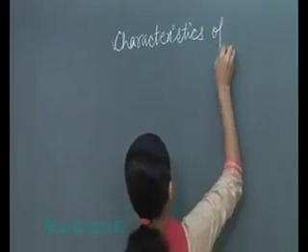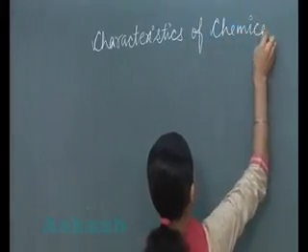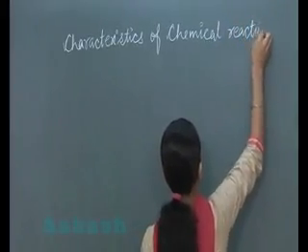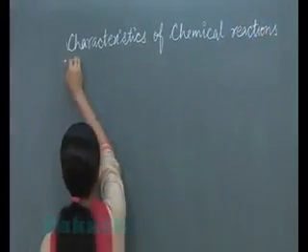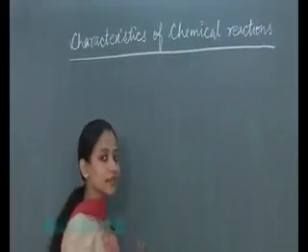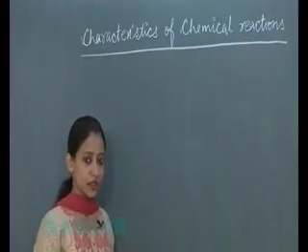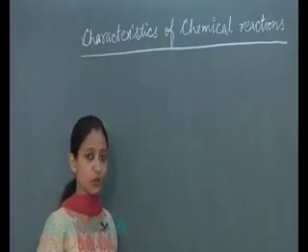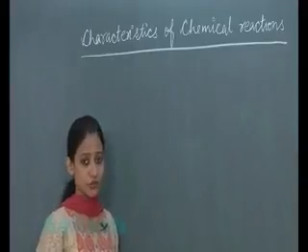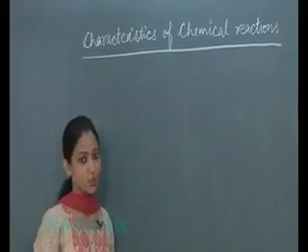Characteristics of chemical reactions. Students, during a chemical reaction there are many observable changes. These changes can be change in the state of the substance, change in the color of the substance, evolution of gas, formation of precipitate, or changes in temperature. So let us study these observable changes or the characteristics one by one.